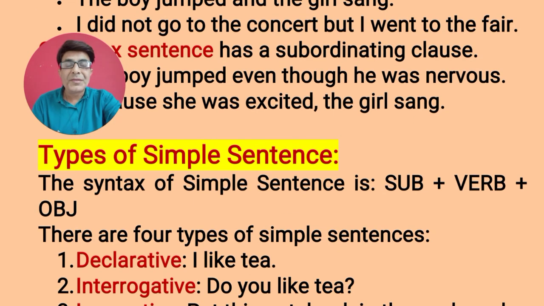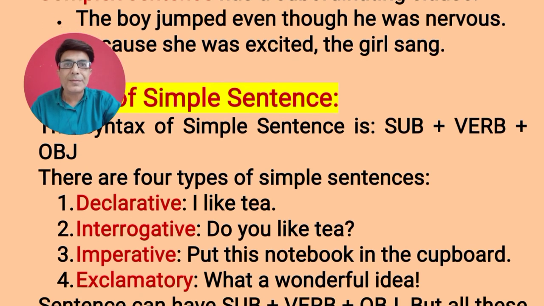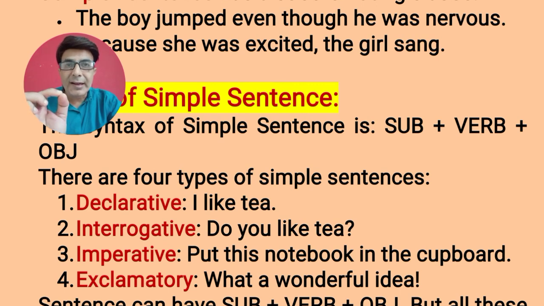Now in English language the sentences can be divided into a different category also. Like there are 4 types of simple sentences, right? Simple sentence can be further categorized in this manner. And what are these 4 types? They are declarative sentence, interrogative sentence, imperative sentence, and exclamatory sentence.